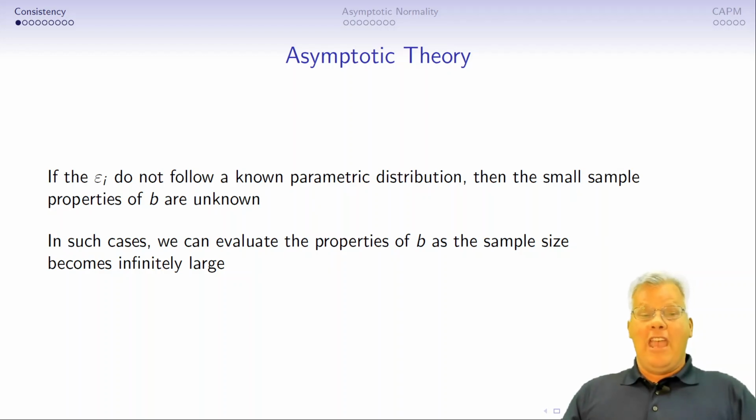However, if the epsilons do not follow a known parametric distribution, then unfortunately the small sample statistical properties of these test statistics that we have computed are unknown. The properties of b are unknown. But in such cases, we can evaluate the properties of b as the sample size becomes infinitely large, and that's asymptotics.